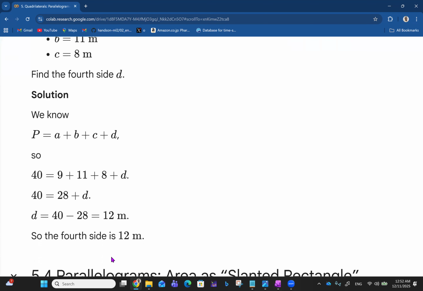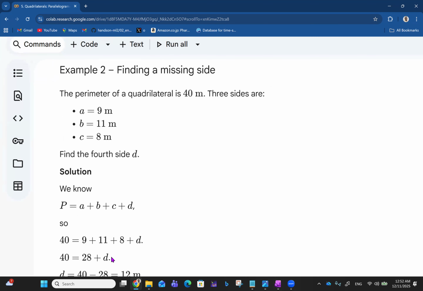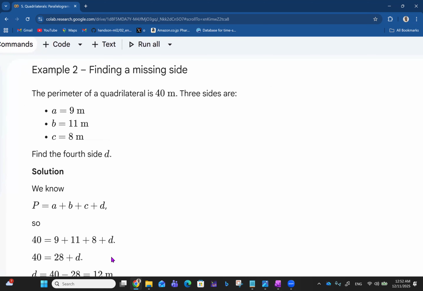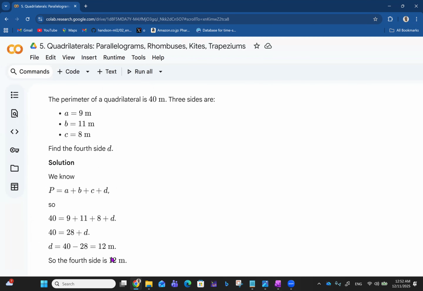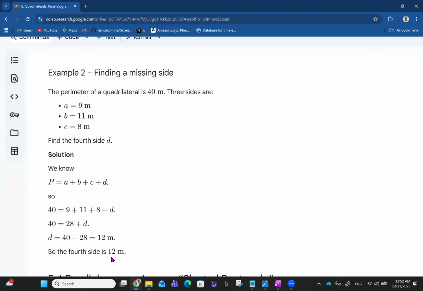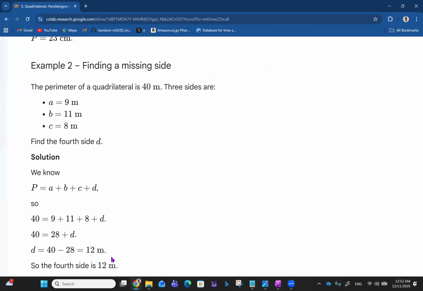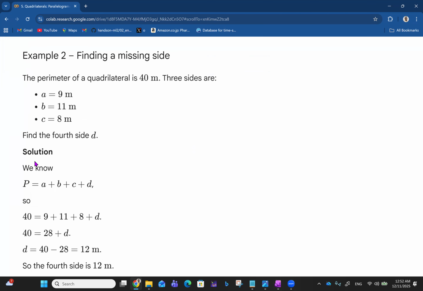Okay. So next we have example 2, finding a missing side. The perimeter of a quadrilateral is 40 meters. If you have three sides, and you are looking for a missing side, the three sides are A, 9 meters, B, 11 meters, C, 8 meters. Find the fourth side, D.